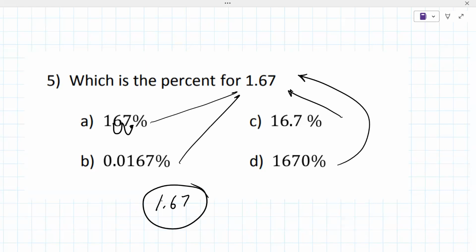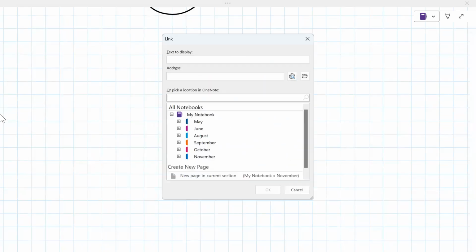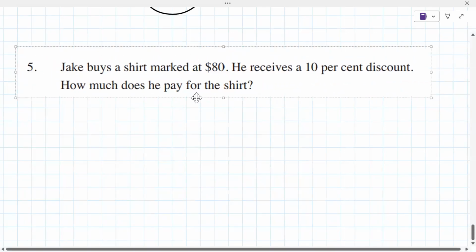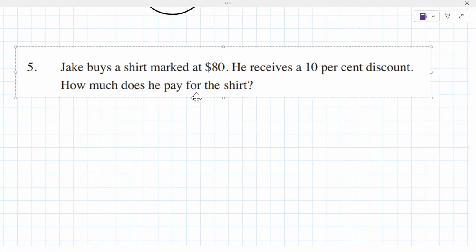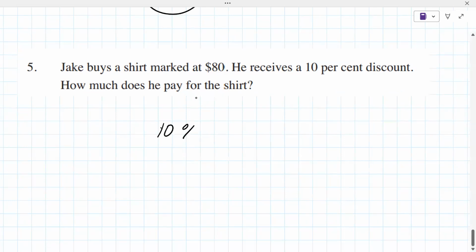Let me see if I can find a few more questions. All right, so let's try another problem here. All right, so it says Jake buys a shirt marked at $80. He receives a 10% discount. How much does he pay for the shirt? Would like you to calculate 10% of $80 for us, please.